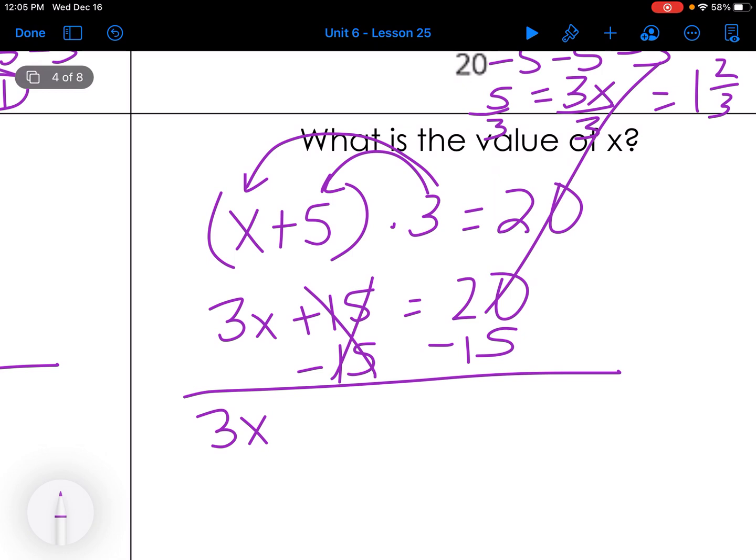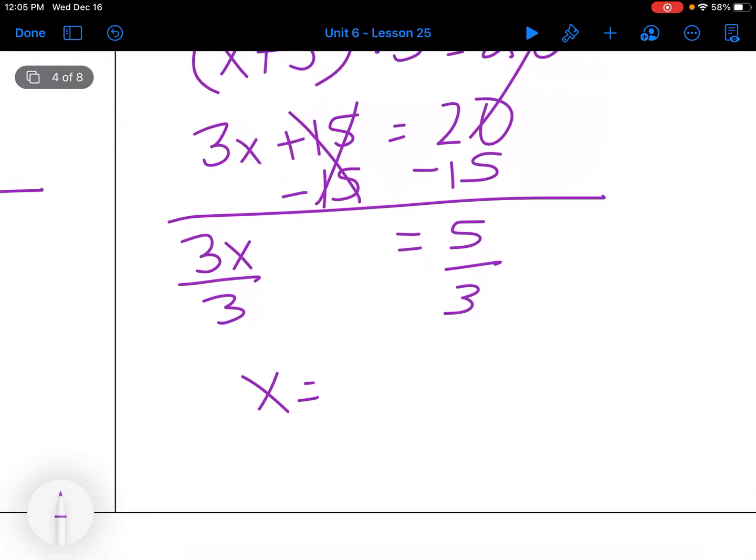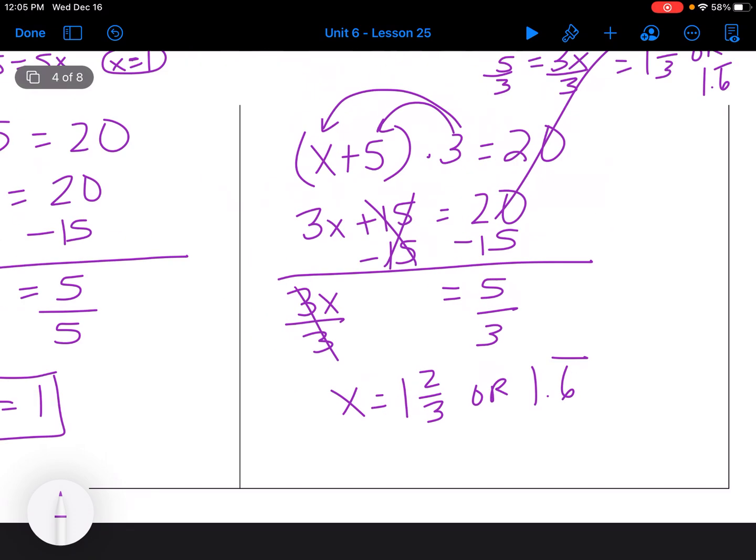I'm trying to create those zero pairs where I can. Divide by 3 on each side. So I end up with x equals 5/3 or 1 2/3 or 1.6 repeating.